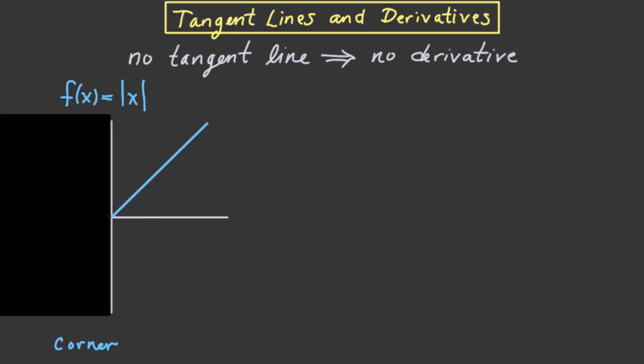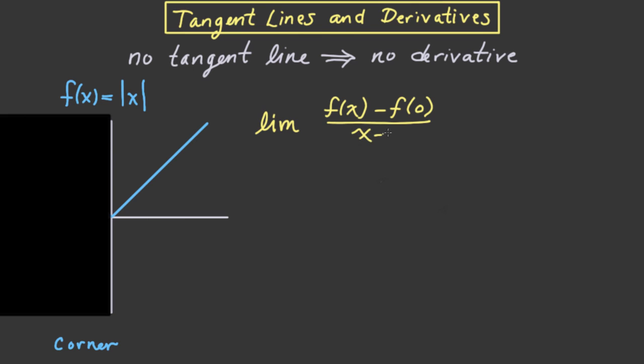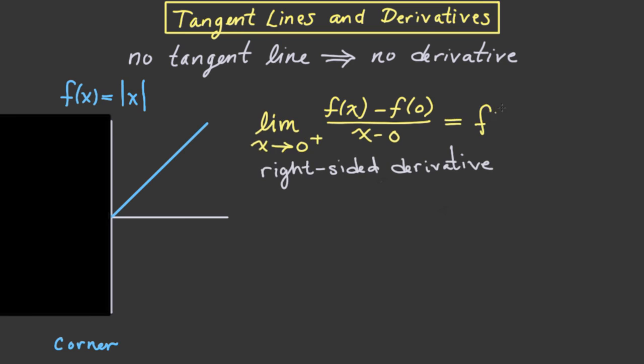In terms of the derivative, this means that this limit, f of x minus f of 0 over x minus 0, the definition of the derivative, exists from the right. As it's a right-sided limit, we call this a right-sided derivative at 0 and denote it as f prime of 0 plus to show that it exists for points to the right of 0. What is this value? In this case, it's the slope of this line, which is 1.